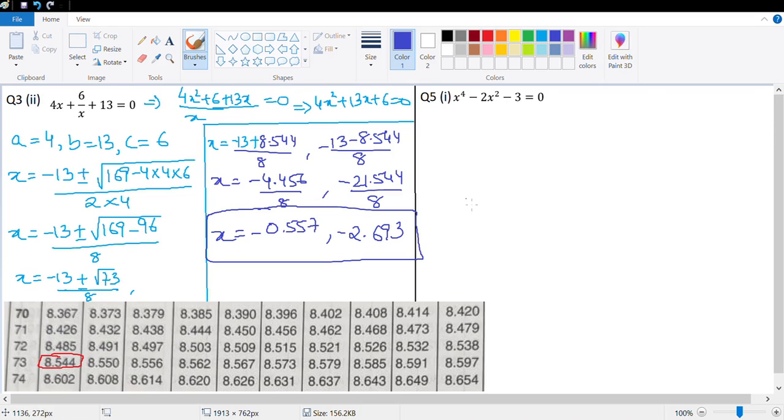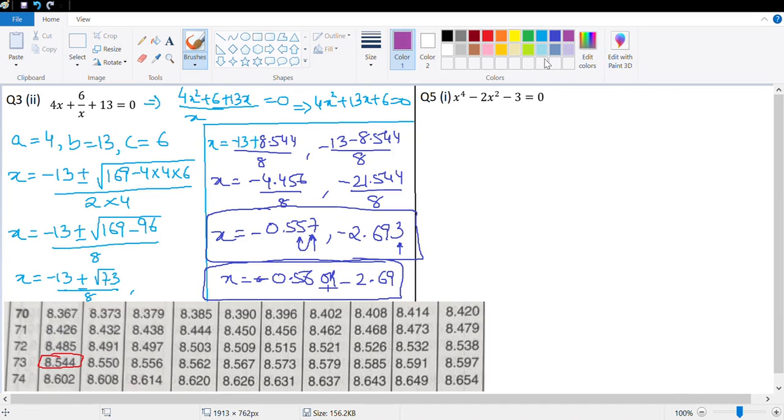Oh, yes, as per the question, they wanted the answer up to 2 decimal places. So I haven't written this here. They want the answer up to 2 decimal places, which means I look at the third one. So x is equal to negative 0.56, because this is more than 5, so I add one to the previous digit. In this case, the third number is less than 5, so this remains negative 2.69. So that's our answer: x is equal to negative 0.56 or negative 2.69.